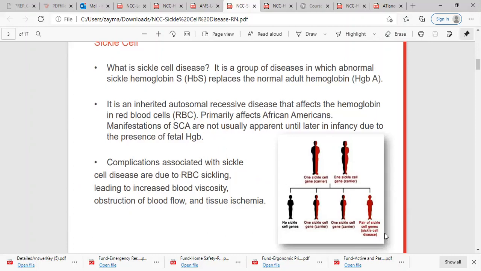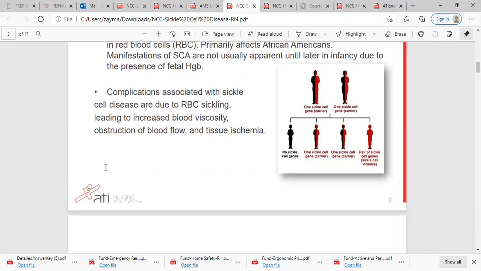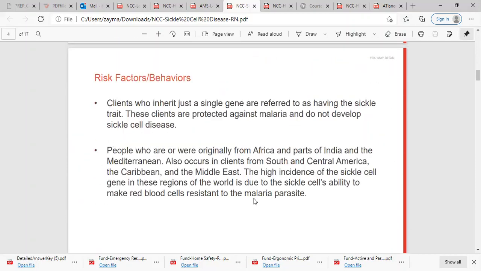that could potentially lead to the disease, right? So this here tells you about that. Both parents have the trait or the disease, either one, and that leads to the child having sickle cell disease. Now, it's thought that the high incidence of sickle cell is found in areas of the world where malaria is present. The sickle cell is resistant to malaria. So that is why it is primarily affecting certain races of people.